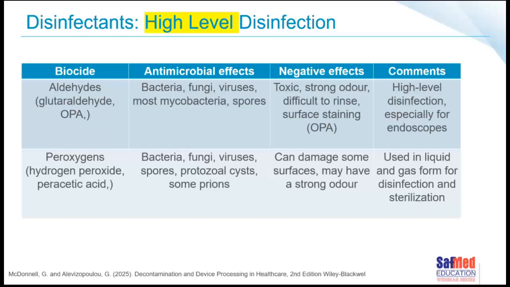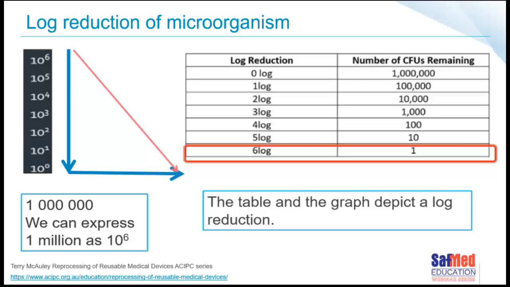When we're using a high-level disinfectant, of course, we need to get rid of microorganisms. Whether we're sterilizing or we're disinfecting, the scientists are going to start with the assumption that there are 1 million microorganisms on the device. We use that so that we've got some form of a scientific calculation or measure to work with. Of course, we can express 1 million as 10 to the power of 6.